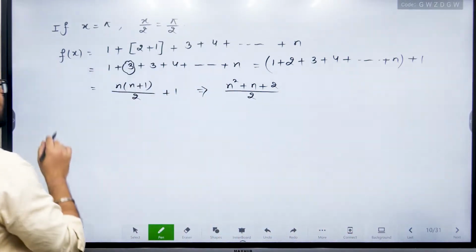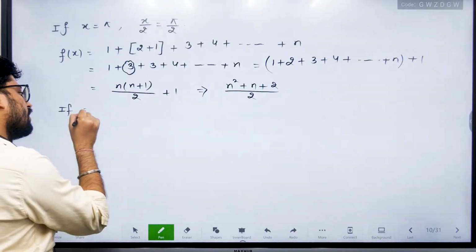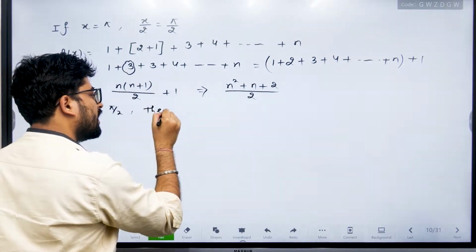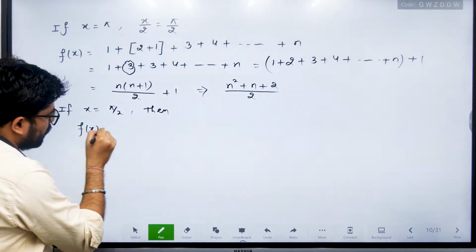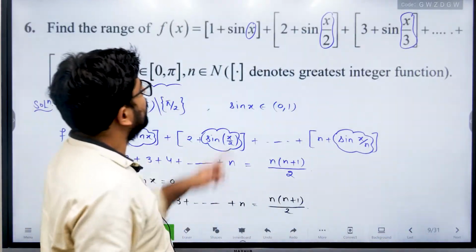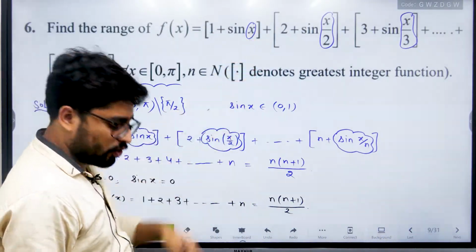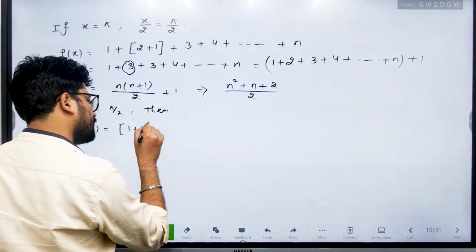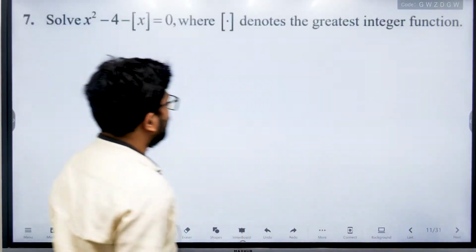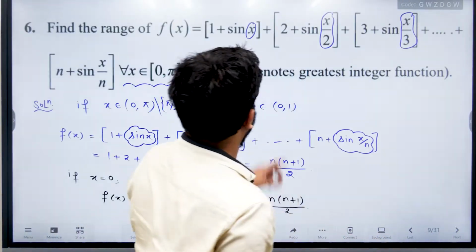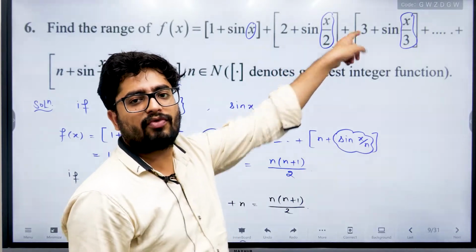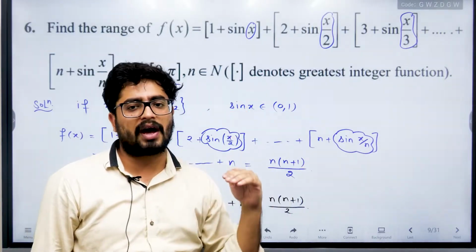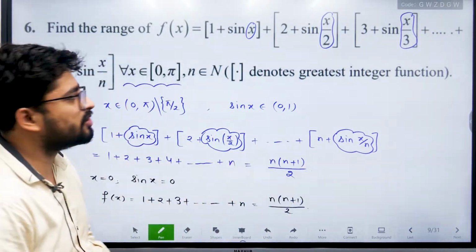Similarly, value at pi by 2 is what? If x is equal to pi by 2, then f(x) is what? f(x) is 1 plus sin pi by 2. Sin pi by 2 is 1, so this is greatest integer of 1 plus 1, plus, now if x is pi by 2, then pi by 2 by 2 is pi by 4, means again x by n whenever n is greater than or equal to 2, the value is smaller than pi by 2 and greater than 0, so sin x always lies between 0 and 1.